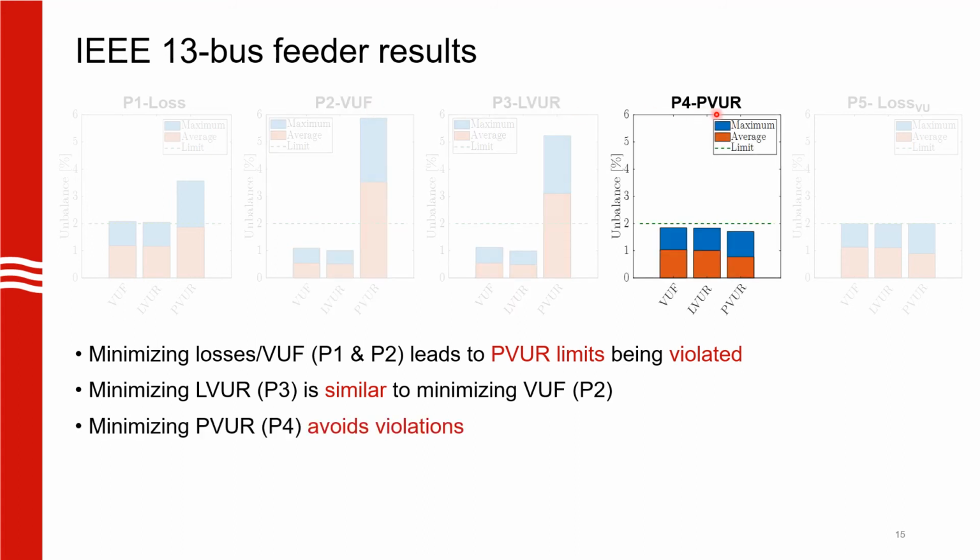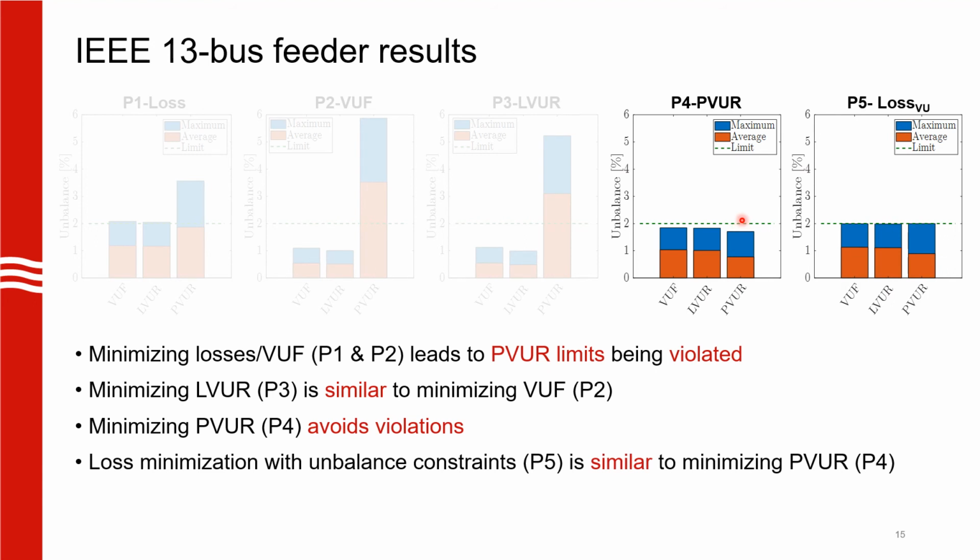Minimizing PVUR gives us the best solution in terms of unbalance. So you see none of the unbalanced metrics are close to 2%. Same is the case with P5. We see that the maximum unbalance is at 2%, which means the unbalanced constraints are actually binding for this case.